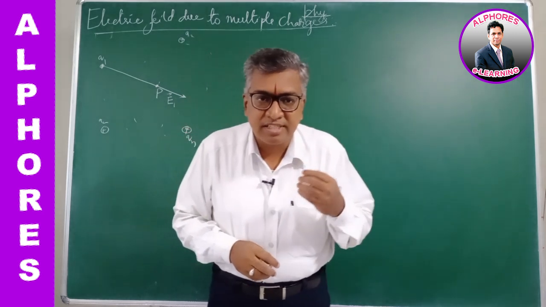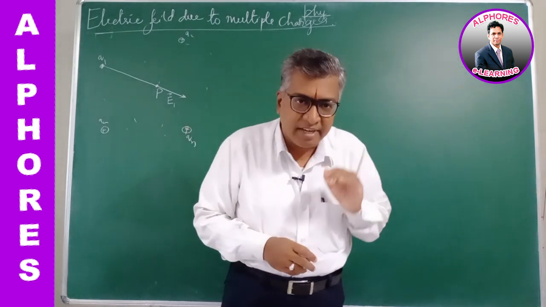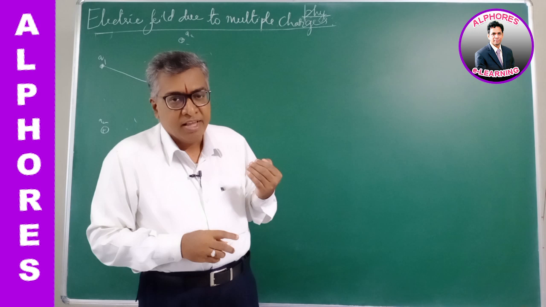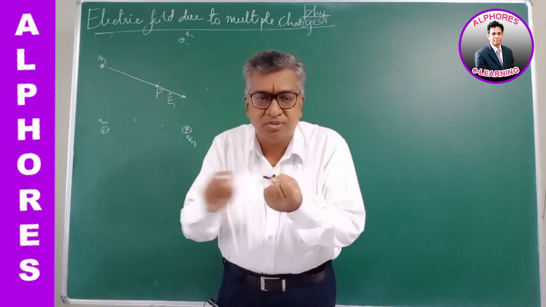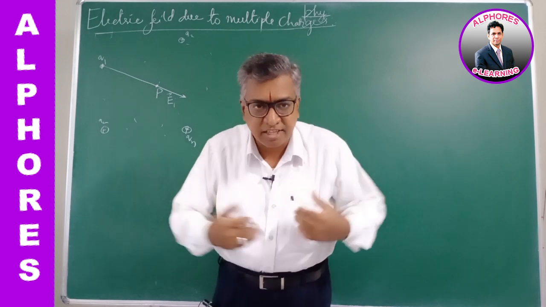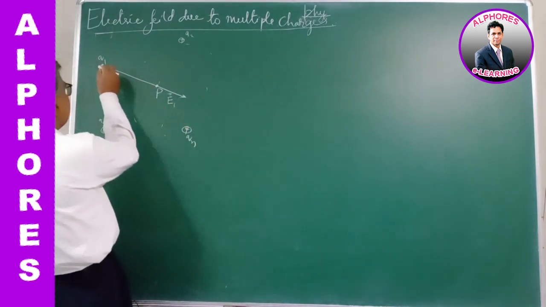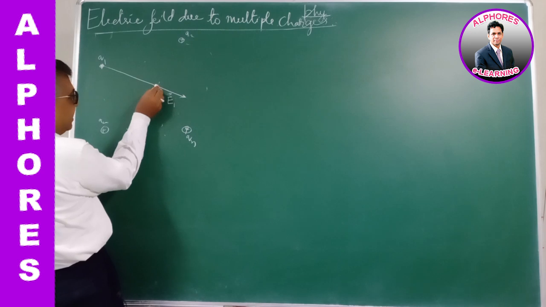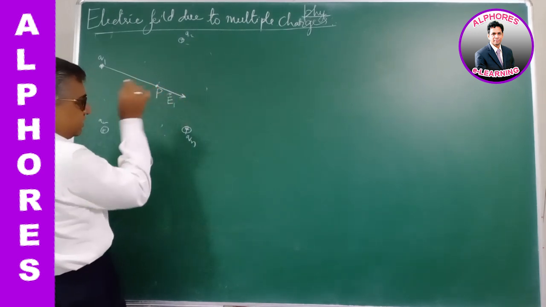We have even dealt with this: for a positive charge, the direction of field is away from the charge. For negative, it is towards the charge. Because for a positive charge, the lines of force are directed away. They start from the charge, tend to infinity, away. For negative charge, they move towards. So let's consider this Q1 is positive. So the direction of the electric field is away, E1, like this.